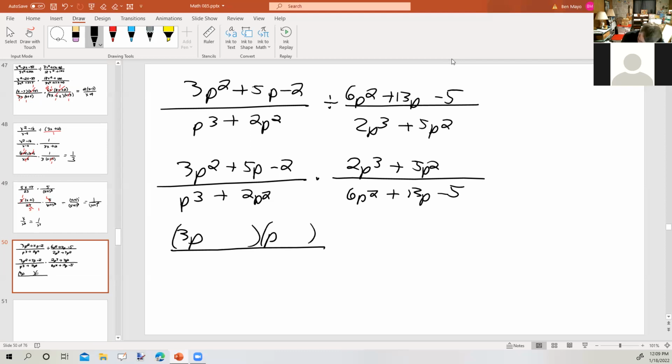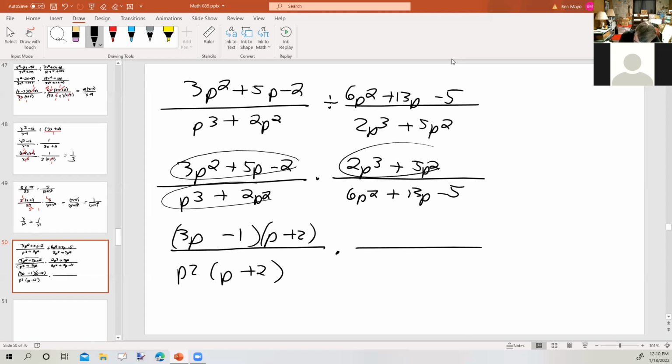3p, p, and plus 2 and minus 1. That's going to be that. This, we're going to take out the greatest common factor of p squared and have a p plus 2. Here, we're going to take out the greatest common factor, which is p squared, and have a 2p plus 5. And here, let's see, what are we going to have? How about 2p plus 5, 3p minus 1. That's not going to work, is it?